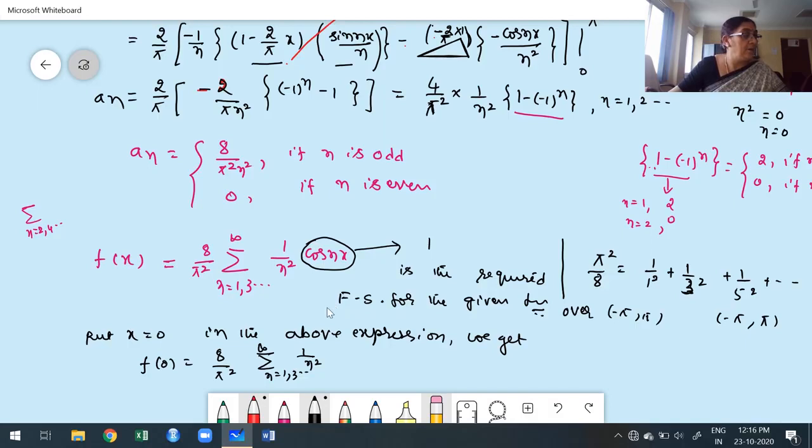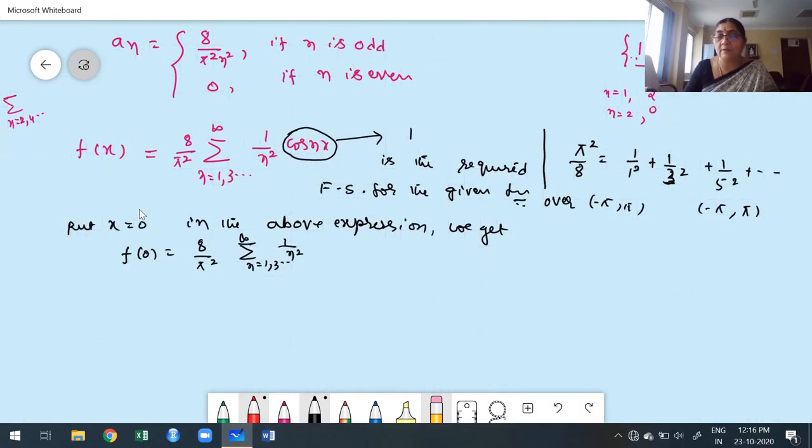Now, what's the value of f of 0? That's very important. You know what is my f of x. Again, I'm going to write what is my f of x. The given function is f of x equals 1 plus 2 by pi into x in the range minus pi less than or equal to x less than or equal to 0, and 1 minus 2 by pi into x for 0 less than or equal to x less than or equal to pi.